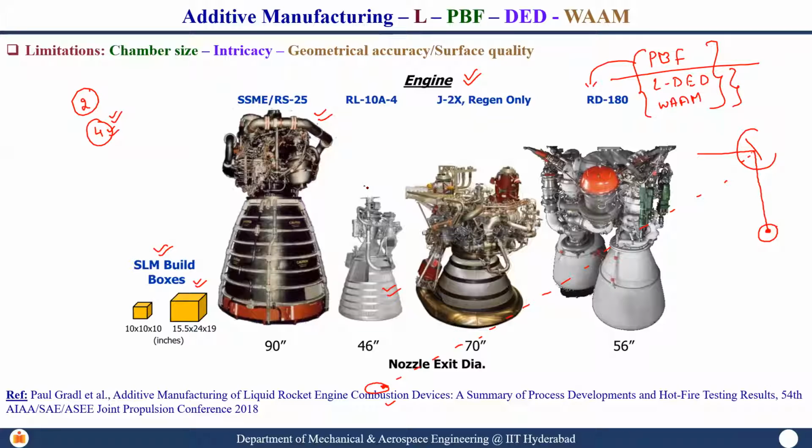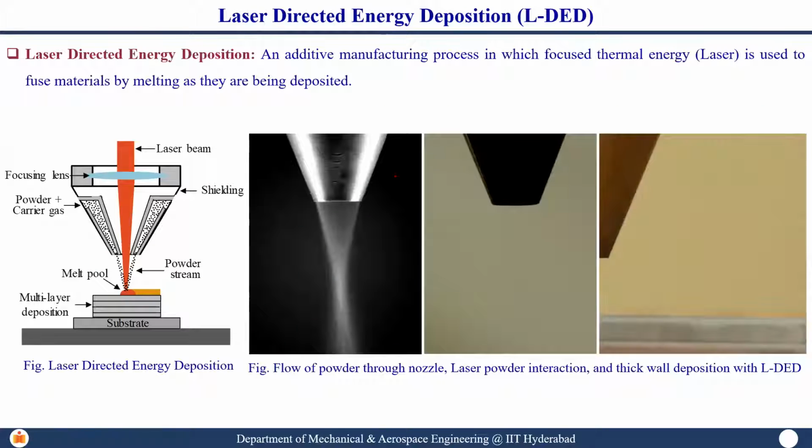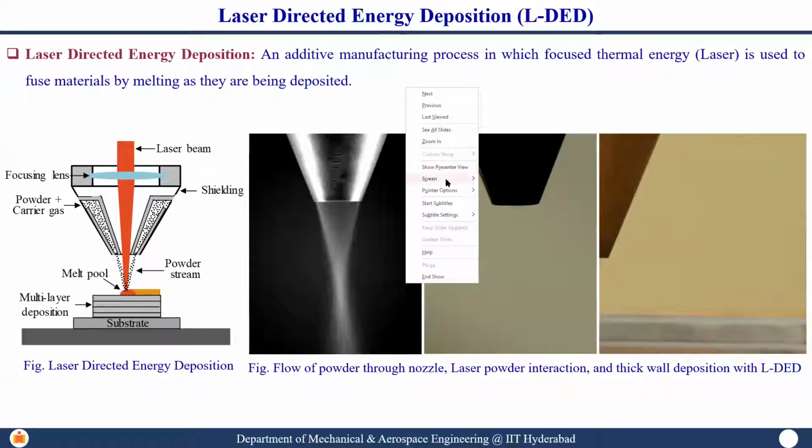However, these components were made after years and years of research. Let us try to understand the complexities involved. Now we will try to understand the process. First, what we have seen is the basic introduction. Now we will try to understand the LDED process, or laser directed energy deposition process, and then we will go to the complexities of the process. I will try to keep it simple here.